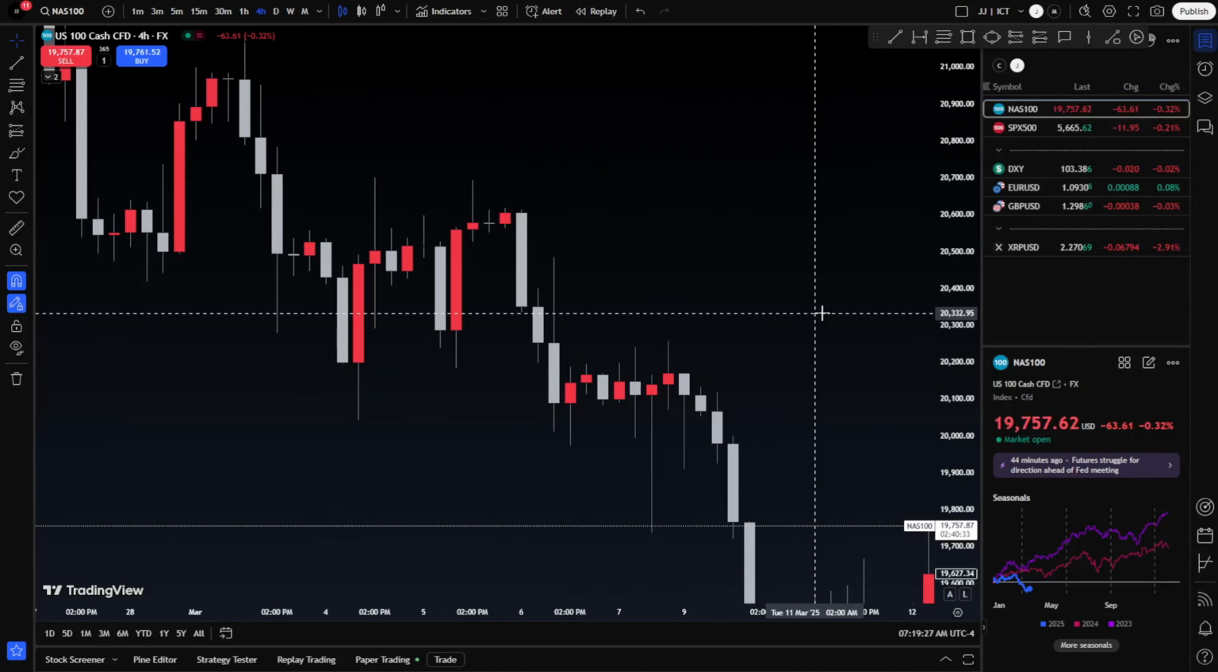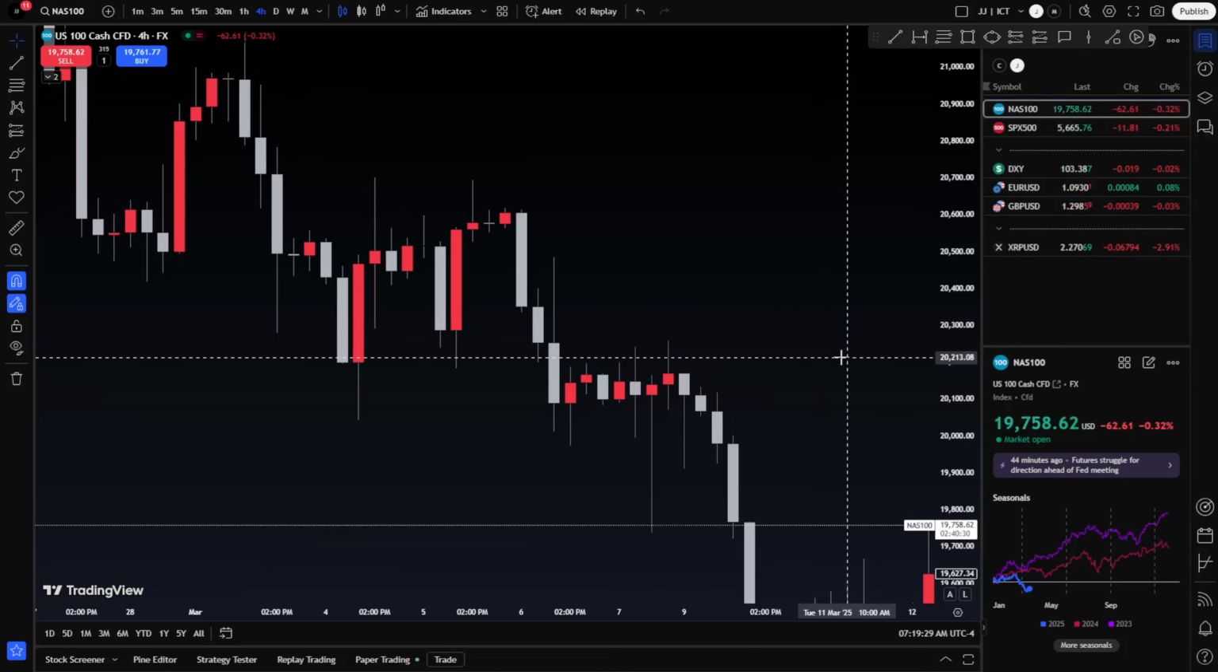Okay, so I'm kind of making it seem like displacement is the holy grail, which it is not. Don't use it by itself. Remember, I'm teaching you these concepts fragmentally, not in a form of this is that. Displacement is this, fair value gaps are this, order blocks are this. But I'm not saying use them in a singular fashion. Put them together, use other confluences to really see what's going on.